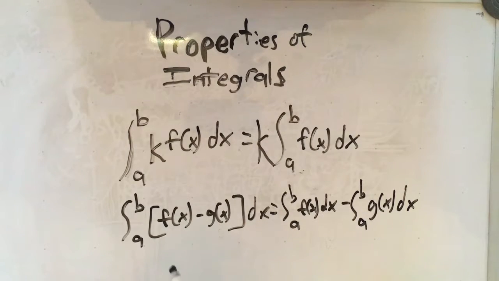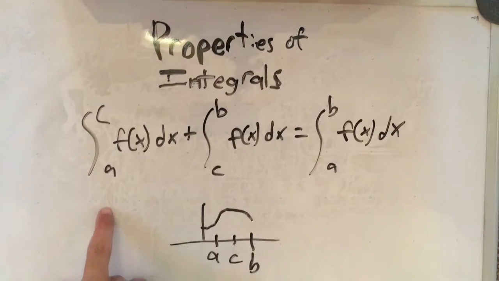Here are some more properties of integrals. The integral from a to b of k times f of x dx, you can pull that k out, and then you have k times the integral from a to b of f of x dx. And then another property is the integral from a to b of f of x minus g of x dx is equal to, you can split this up just like we did with the plus, the integral from a to b of f of x dx minus the integral from a to b of g of x dx.